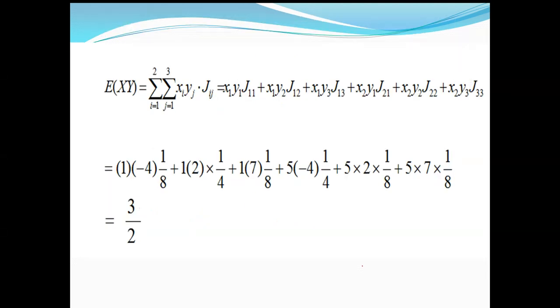Next, we'll move on to the expectation of xy. To find the expectation of xy, this is what our formula says: sum over i from 1 to 2, j from 1 to 3, xi yj into Jij. On expanding this summation, when i is equal to 1, j is equal to 1, x1 y1 into J11, plus, i equal to 1, j equal to 2, that is x1 y2 J12, x1 y3 J13, x2 y1 J21, x2 y2 J22, x2 y3 J23.